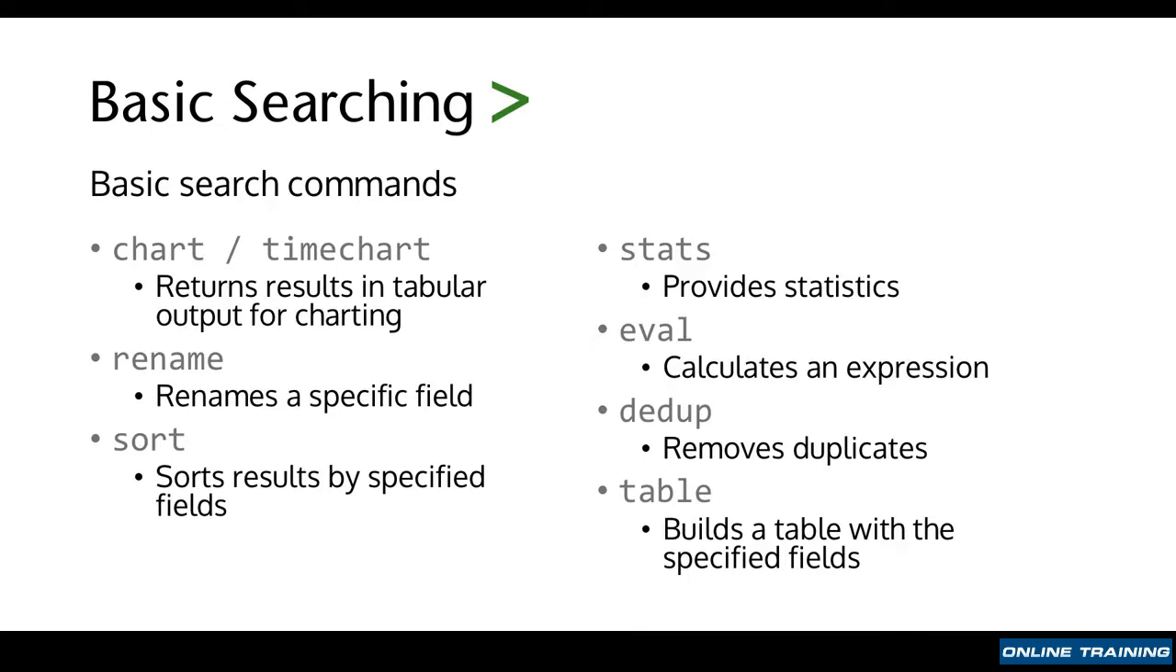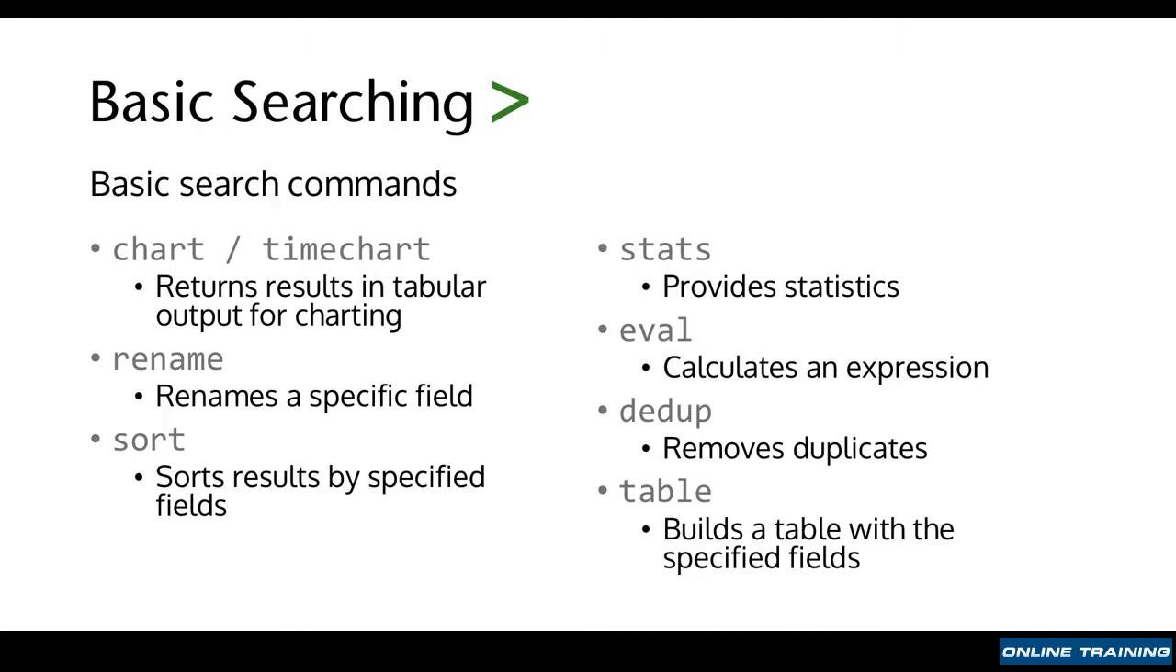Next we have commands. And commands do stuff with the data. Our keywords and fields bring in the data, and then commands do stuff with it. Commands come after a pipe, as we'll see in just a second here. But some of the basic and well-used commands are chart and timechart. This returns results in tabular output for charting, and timechart specifically forces the x-axis of the chart to be time, whereas in chart you define what the x-axis should be.